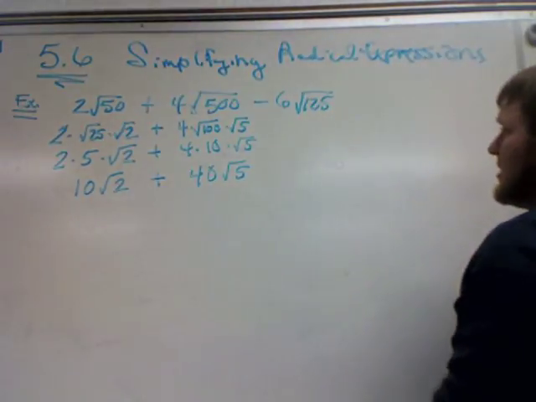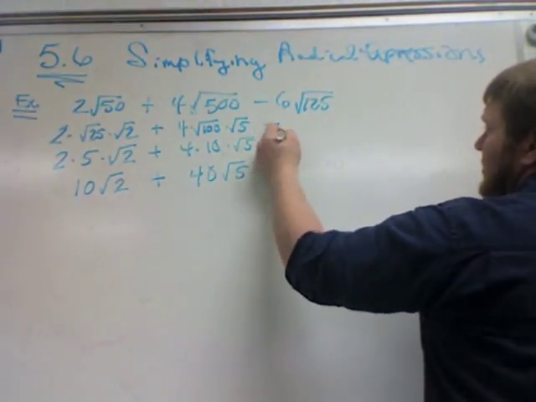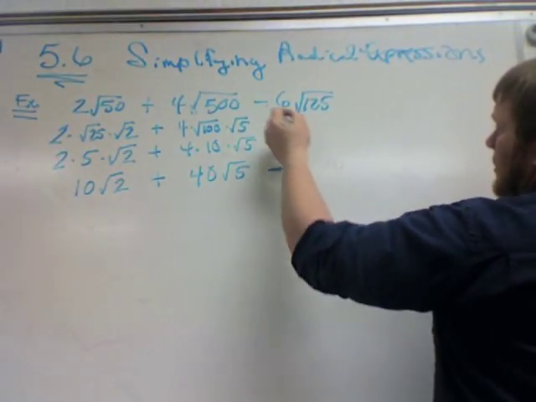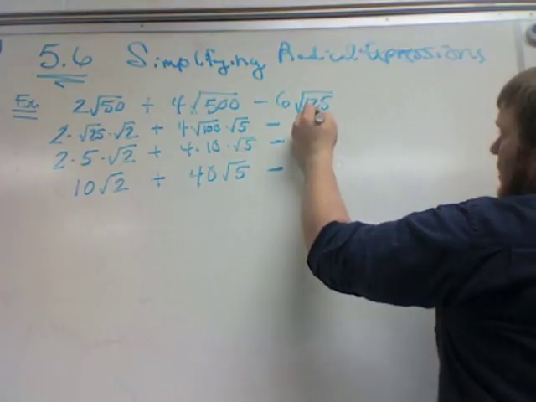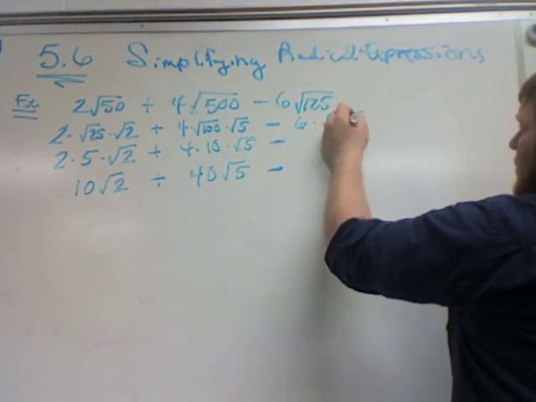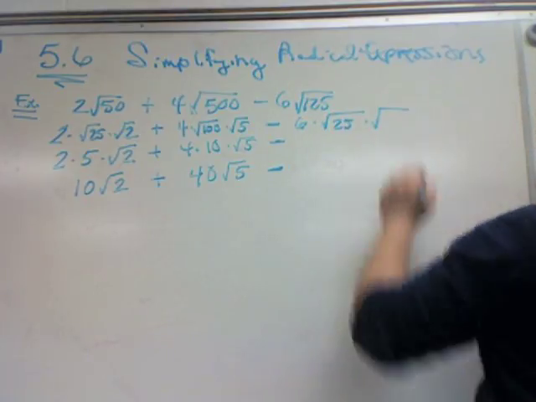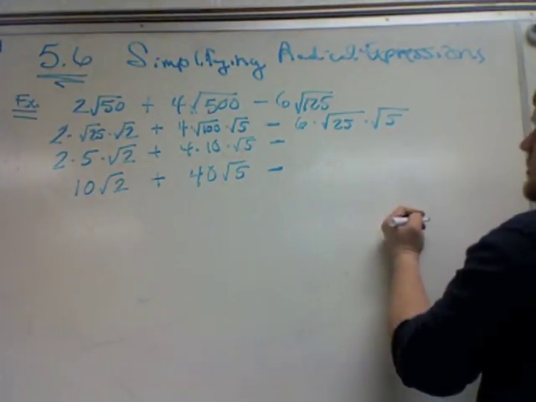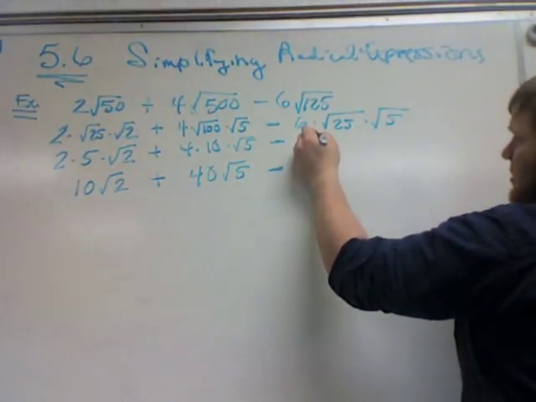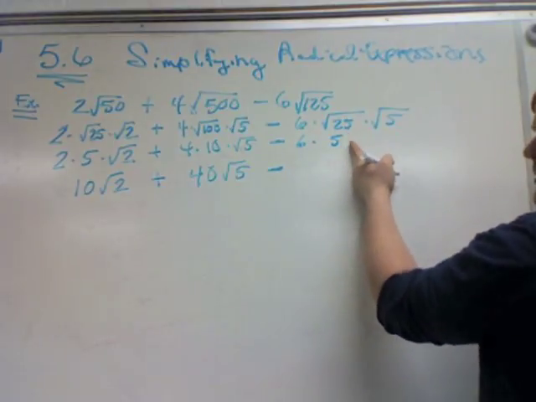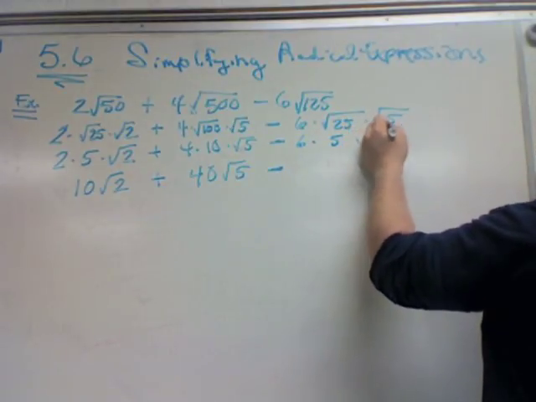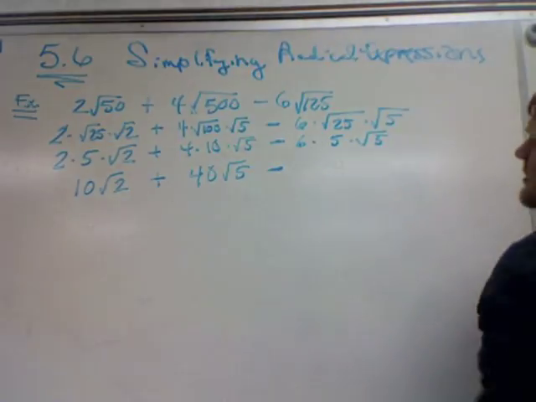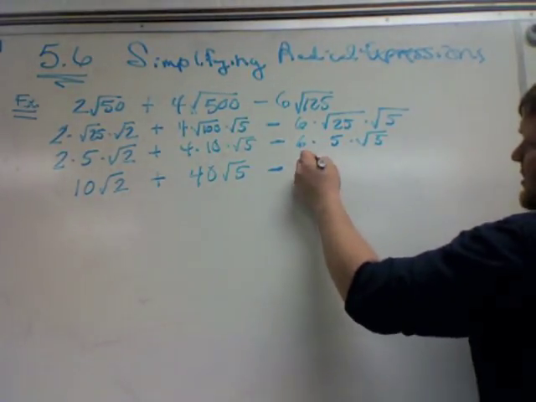Let's see what happens here. I have negative 6, so I have 6 times the square root of 25 times the square root of 5. So I end up getting 6 times 5, because the square root of 25 is 5, times the square root of 5. 30 square roots of 5.